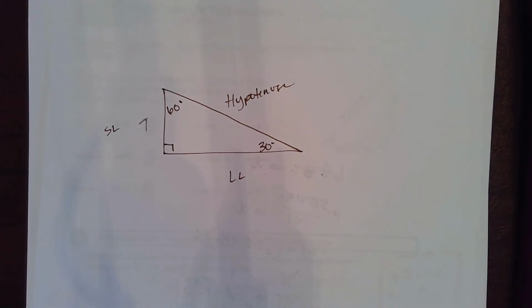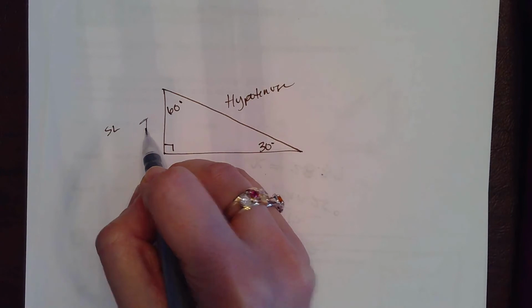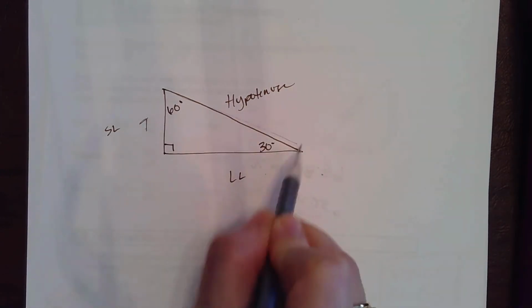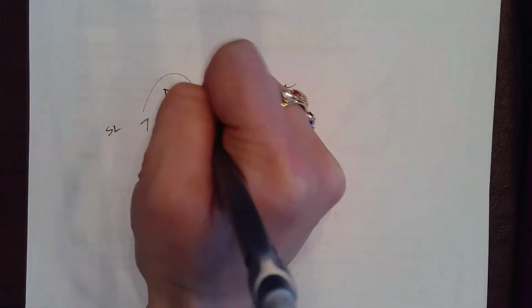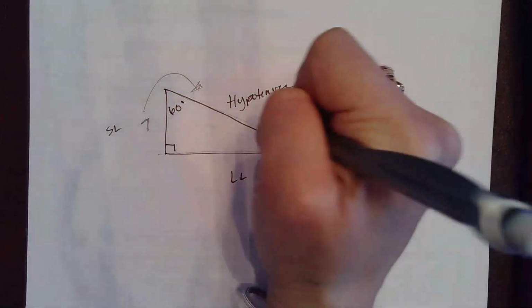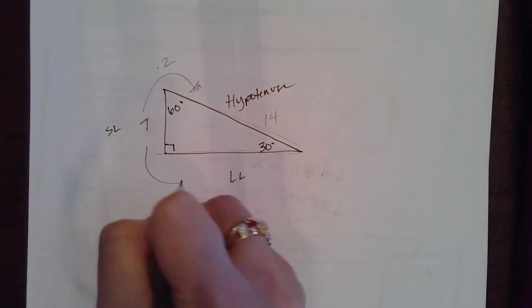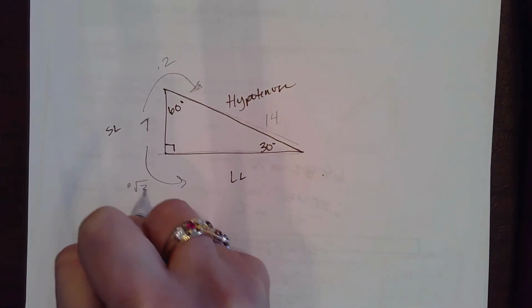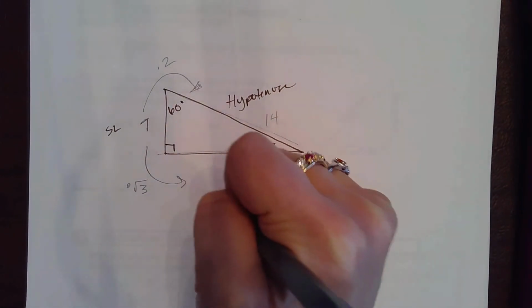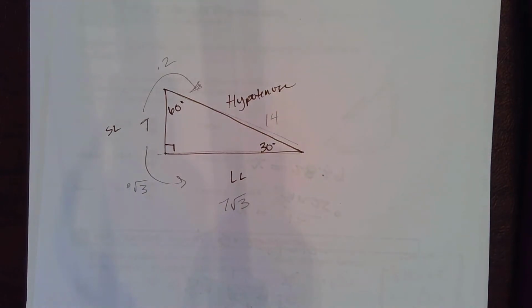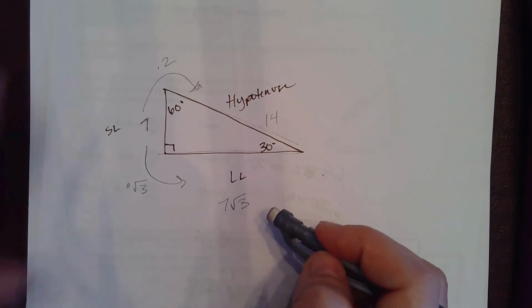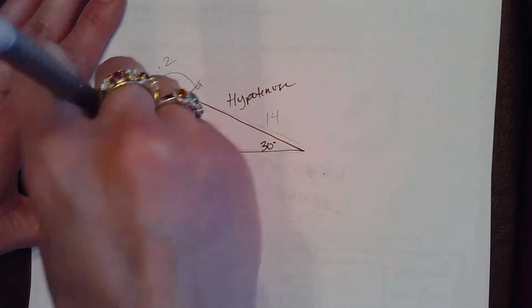So if you're given the short leg, remember you have some options. Let's say you wanted to figure out what this length is and what this length is. From short leg to hypotenuse, remember, you just double it, or multiply by 2. So this would be 14. From short leg to long leg, the relationship is you multiply by root 3. So this would be 7 root 3. So that's how you would use those relationships to help you figure out the other pieces of the triangle. All right, so now I'm going to erase this.